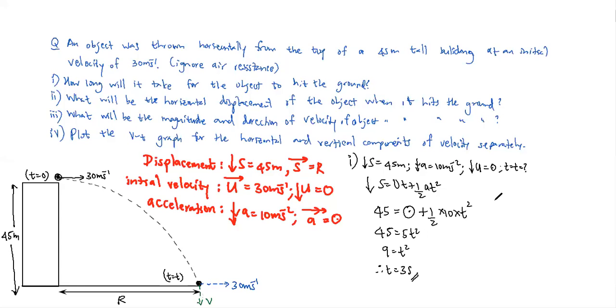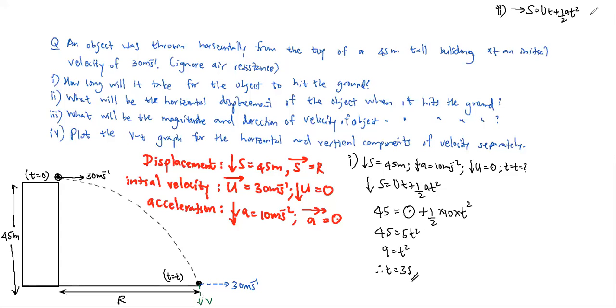Second question, what does it say? What will be the horizontal displacement of the object when it hits the ground? They're asking for the value of r. All right, so that's not hard at all. I'll write the answer here because it's not going to take a lot of space. Now we have applied the equation s equals ut plus half at squared downwards. Now apply the same thing horizontally.